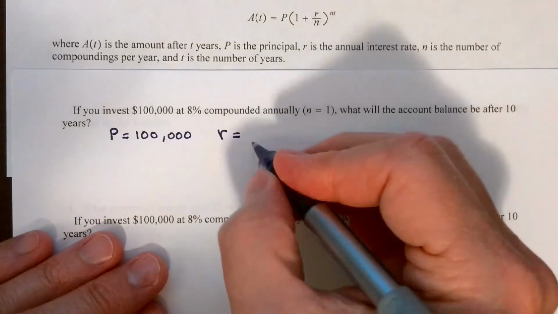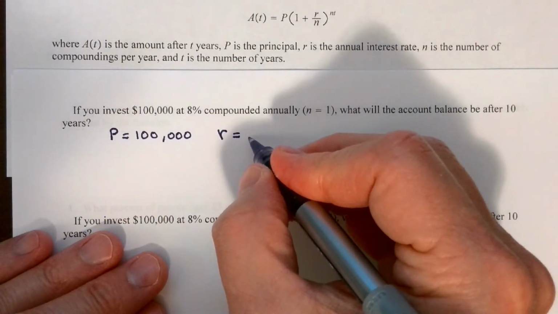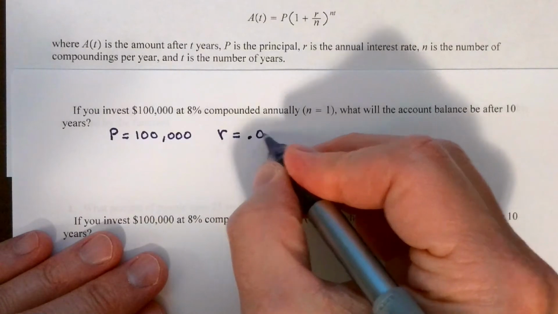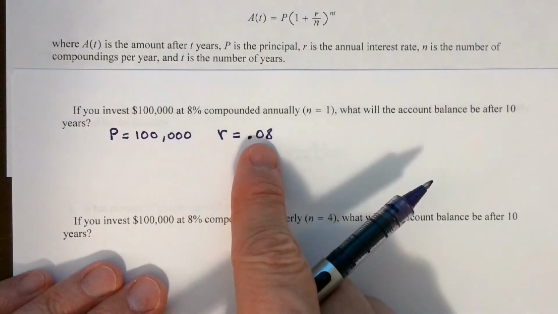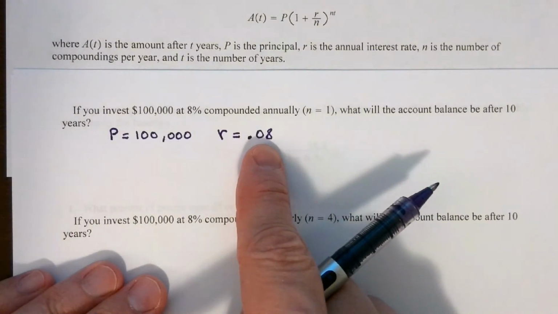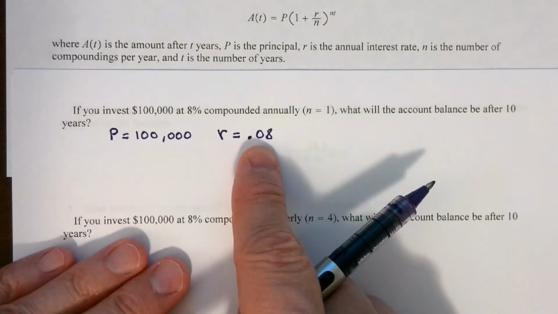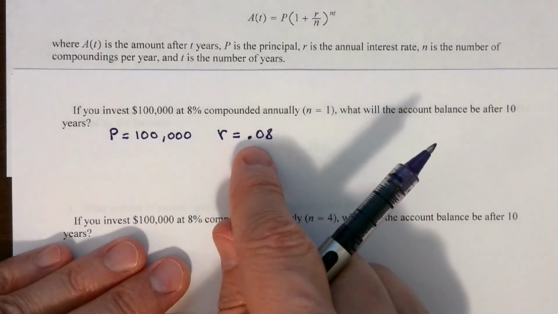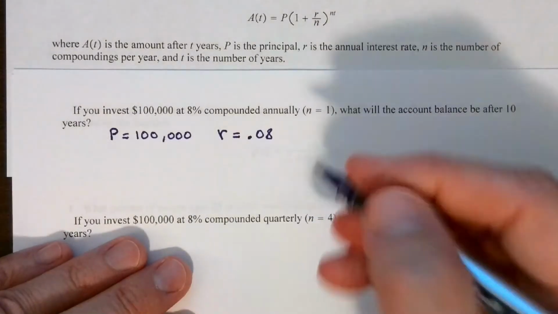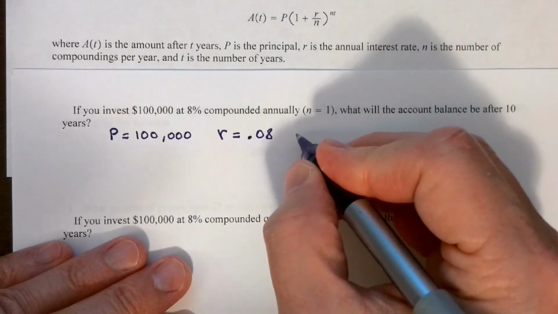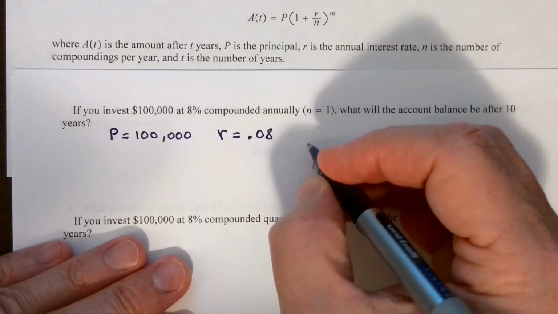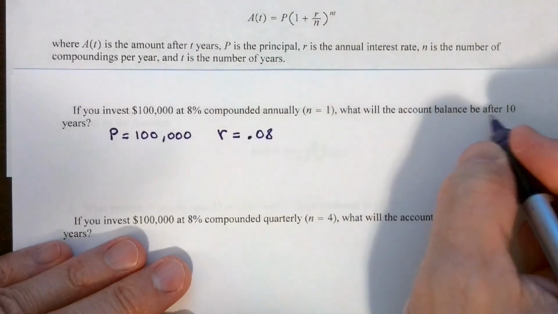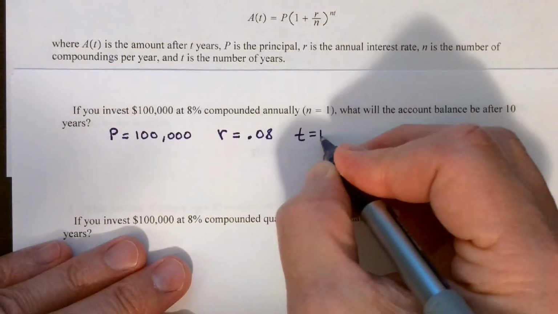The interest rate R is 8%. Now what is 8%? Is that 8? No, 8% is 8 hundredths, 0.08. It's really important that you understand that 8% is not 8, but 0.08. If you get that wrong, you're going to have an incorrect calculation. If you put R as 8, that's 800%. And if you can get 800% on a return, please let me know, we'll make lots of money. Okay, n is 1, we know. And after how many years? T is the number of years, 10 years.